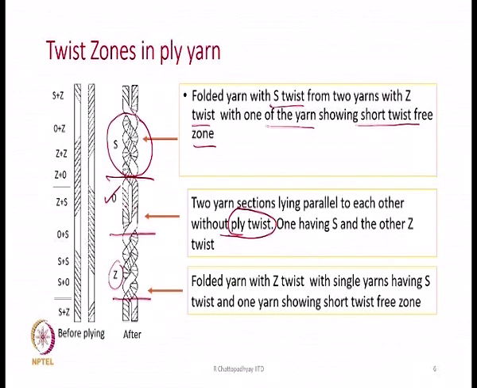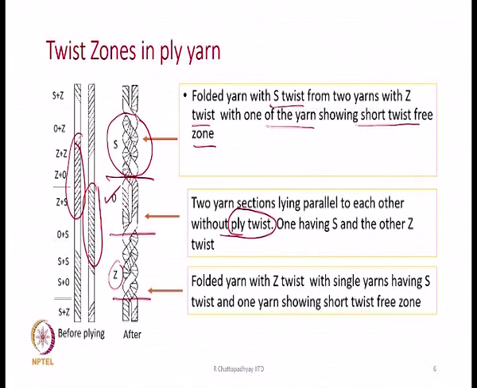So, we have to create a situation so that the two neighboring portions of the yarns which are going to join should not have twist in the same directions. And if we want to do that, now the point is, this is what we theoretically think that we should do, we must do.